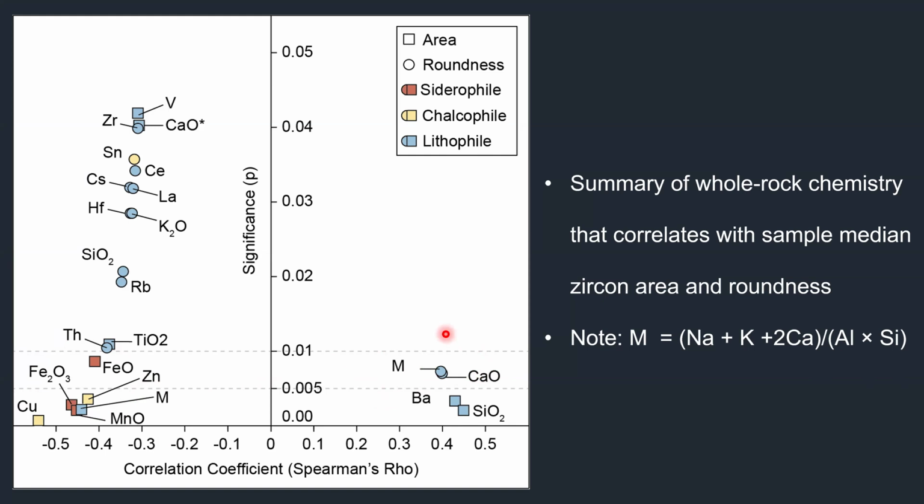What seems unintuitive at first is that the zirconium, the whole rock zirconium content, doesn't seem to be very strongly correlated to the area and the roundness. And in fact, it only shows up as correlated to roundness and not very strongly. So let's take a look at trying to understand what's driving these particular correlations. What do they mean?